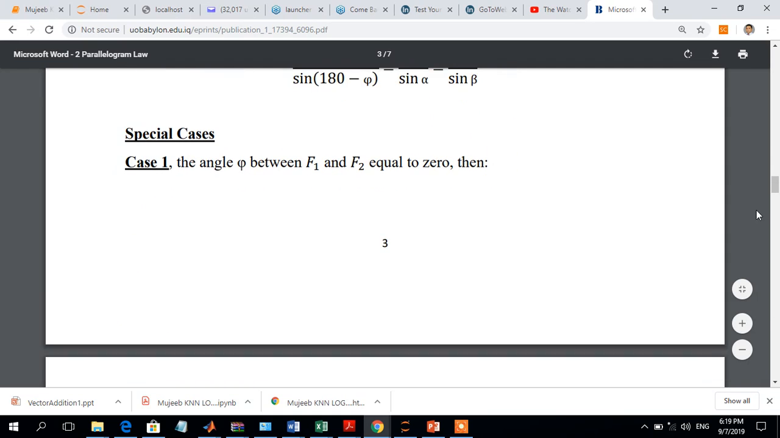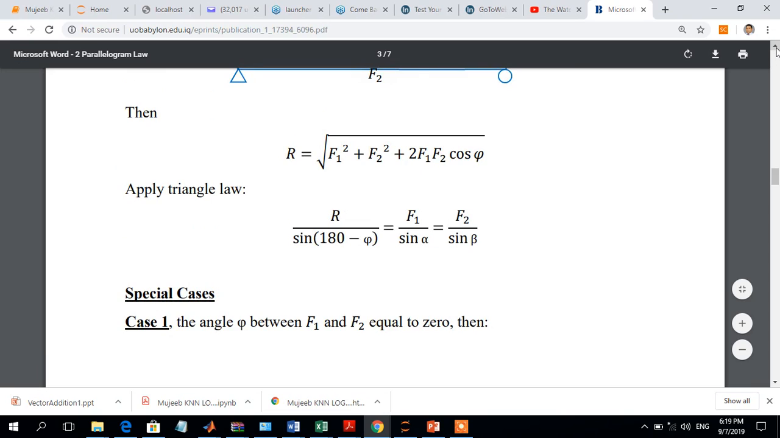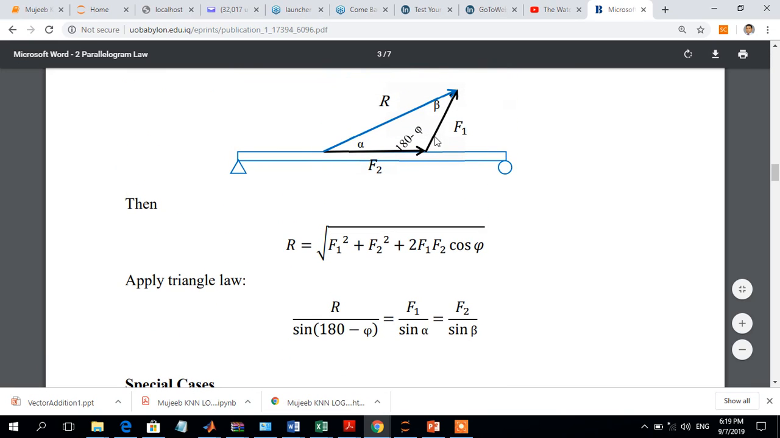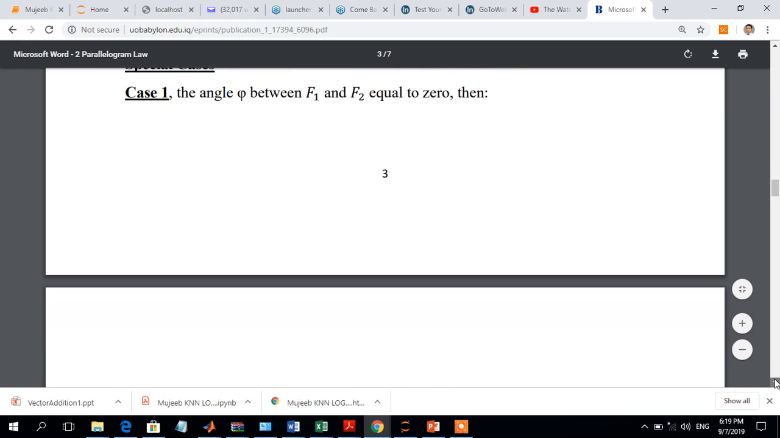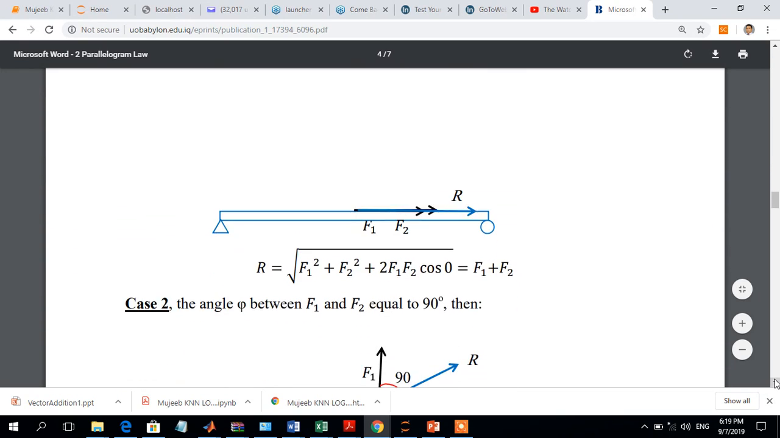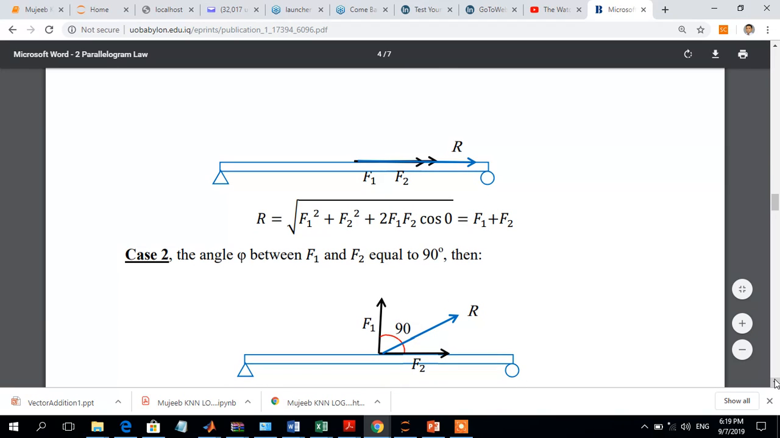The first assumption: we are assuming that the angle between f1 and f2 is 0. So we are assuming that this angle is 0. If it is going to be 0, then what will be the scenario? Let us look at this case when the angle between these two vectors is 0. So what is going to happen when the angle is 0?